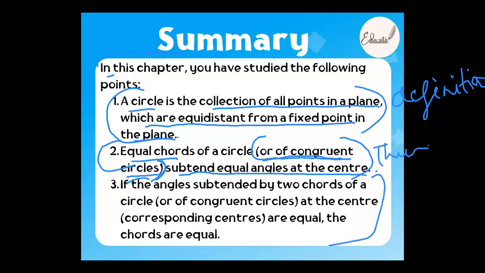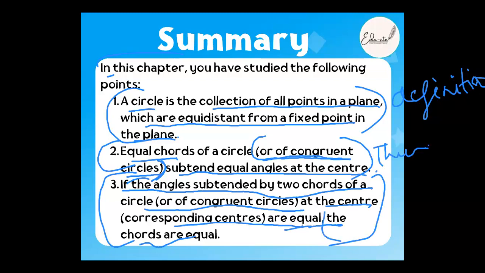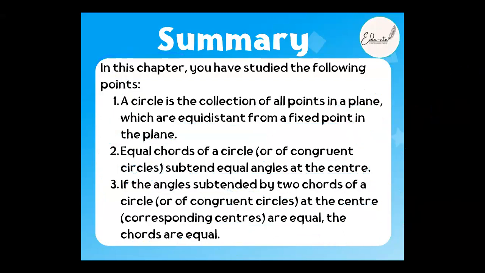Theorem number 2: if the angles subtended by two chords of a circle, or of congruent circles, at the corresponding centers are equal, then the chords are equal. This is the converse of theorem 1, which is theorem number 2. Understood? Any doubts in whatever we have studied till today? No. Okay, mashallah. That's great.